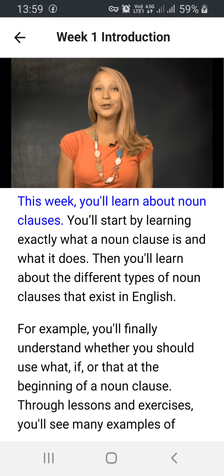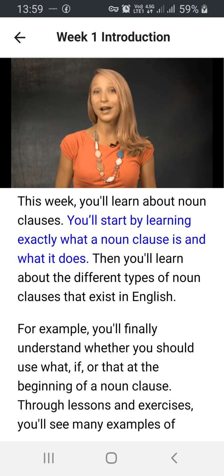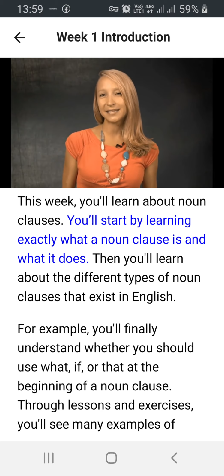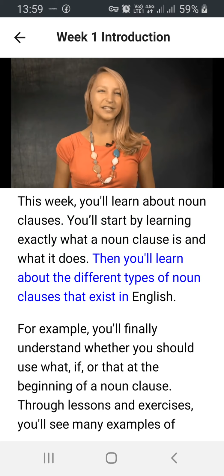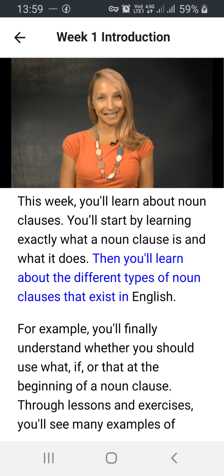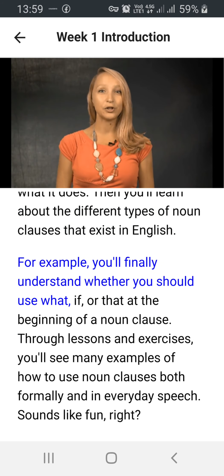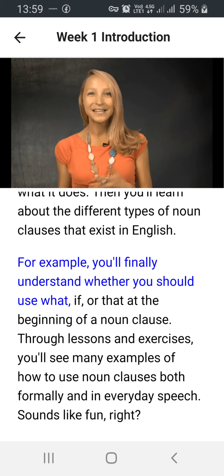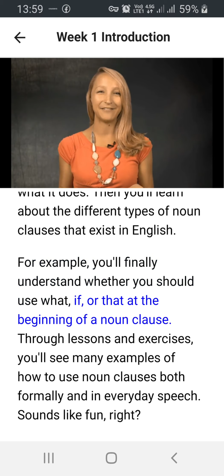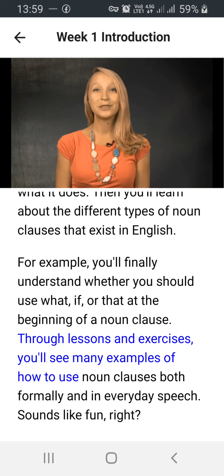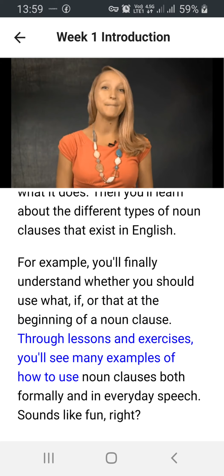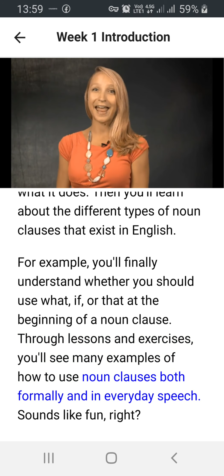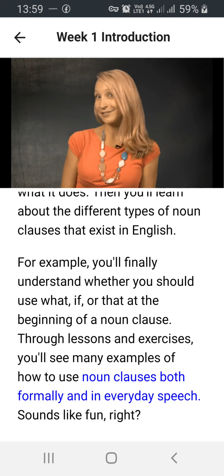This week, you'll learn about noun clauses. You'll start by learning exactly what a noun clause is and what it does. Then you'll learn about the different types of noun clauses that exist in English. For example, you'll finally understand whether you should use what, if, or that at the beginning of a noun clause. Through lessons and exercises, you'll see many examples of how to use noun clauses both formally and in everyday speech. Sounds like fun, right?